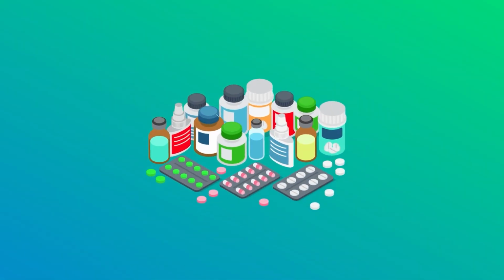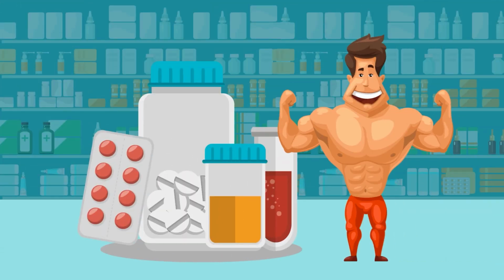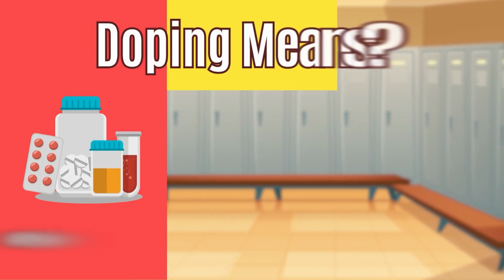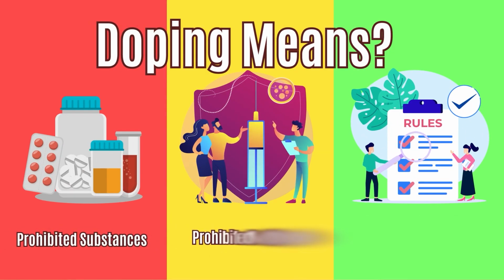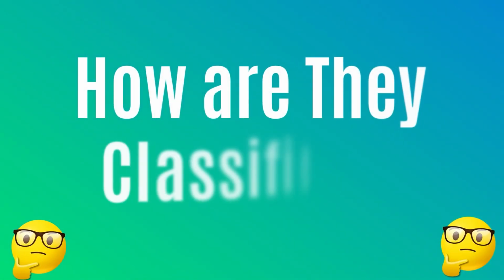These drugs are banned in sports, but that doesn't stop some athletes from taking them. And this contributes towards doping. Now let us know about doping. Doping is using prohibited substances, using prohibited methods or violating anti-doping rules. So, how are they classified?